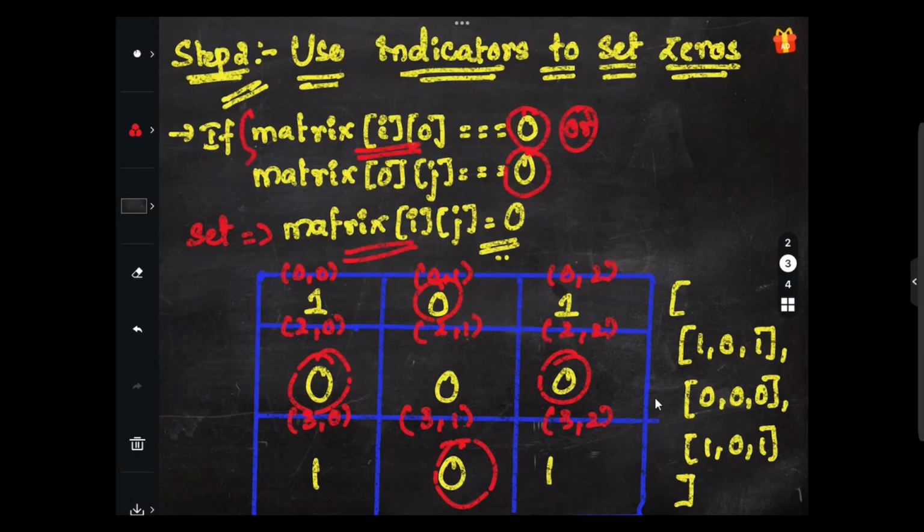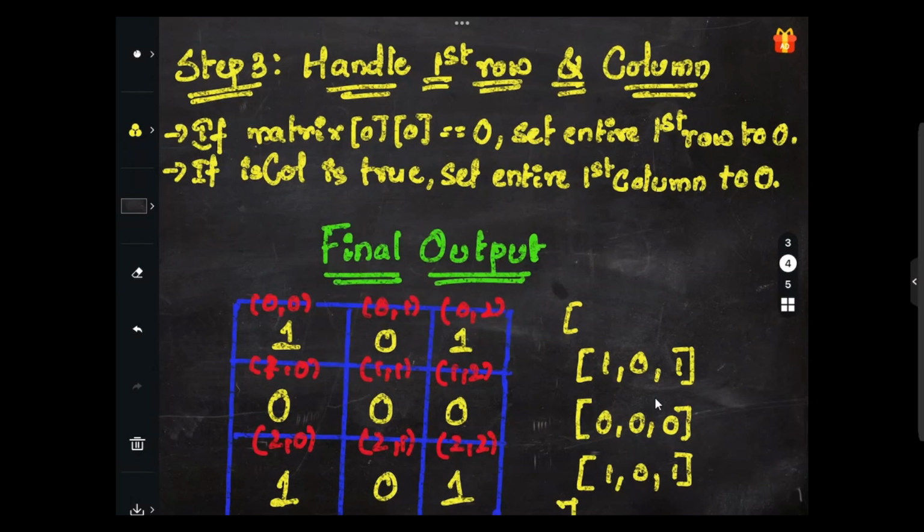So if matrix of I0 and 0j is 0, then we have to set the matrix of ij to 0. Nothing but in this case, this one will be 0 and this one will be 0. So the output matrix here will be 1 0 1, 0 0 0, and 1 0 1. So this is the output that we need to get, right?